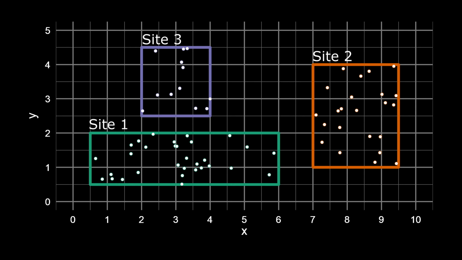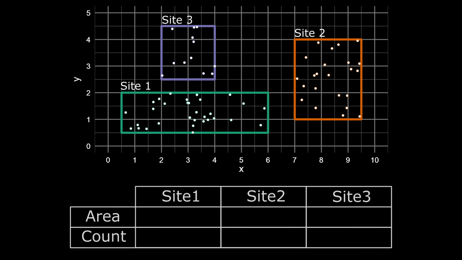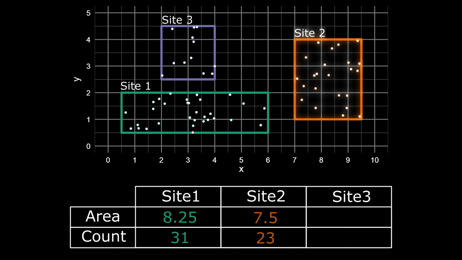Let's apply this computation to our running example. Remember, we are interested in estimating the rate of a species of flower at 3 independent sites within a larger field. To compute the likelihood, we need to organize the area and the number of observations made at each site into a table. Site 1 has an area of 8.25 meters squared, and 31 positive observations were made. In Site 2, 23 observations were made from an area of 7.5 meters squared. Site 3 is the smallest, with an area of 4 meters squared. In this site, a total of 12 observations were made. This information collects everything we need for the likelihood calculation.